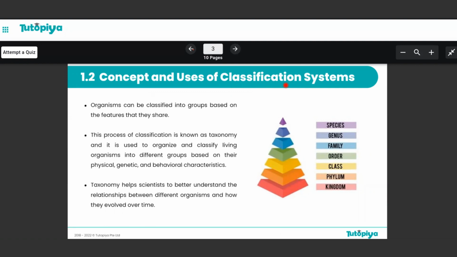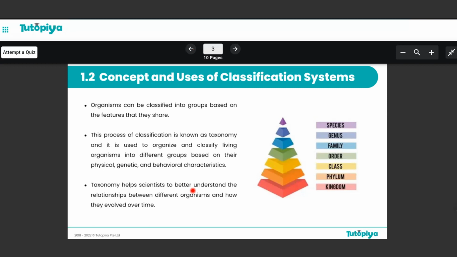So organisms are classified into groups based on the features that they share. Based on the features that they share with regard to their physical, genetic, and behavioral characteristics, organisms are put into appropriate groups. And this process of classification is known as taxonomy. Right, so taxonomy basically helps scientists to better understand the relationships between organisms and how they have evolved over time.